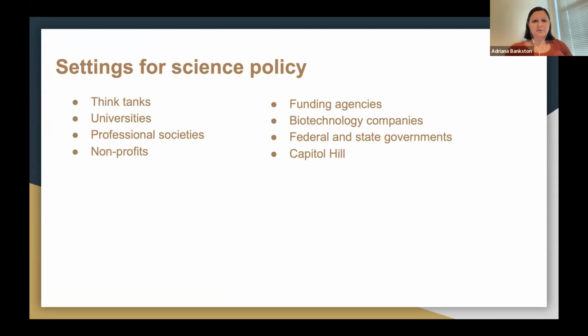There's also a difference between policy and advocacy. Professional societies and nonprofits work in different areas of policy. And then there are funding agencies, NIH and NSF, biotech companies, of course governments, and also Capitol Hill, which is really where all the federal work happens, and the state capitals as well. So if you're thinking about policy options, there are different places you can do this, and the day-to-day looks different based on where you are.